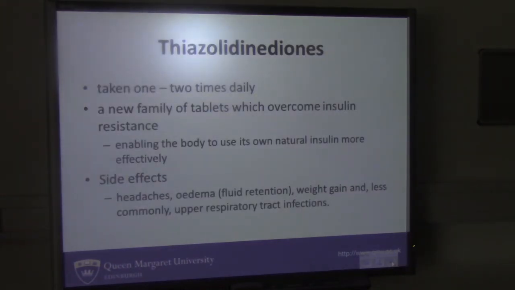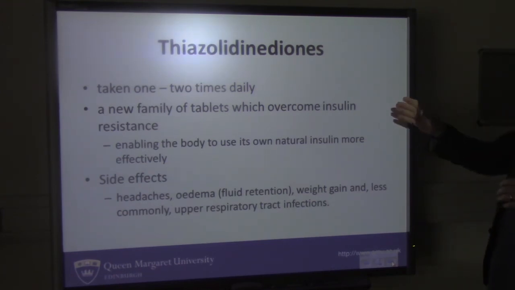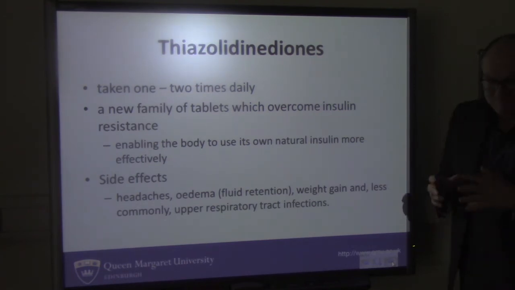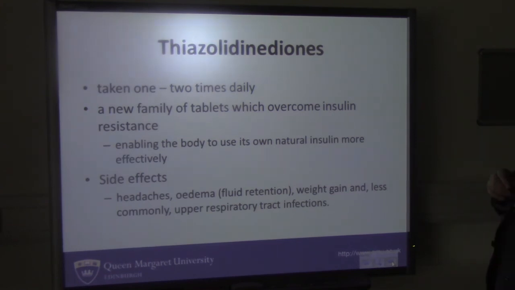We then have the TZDs, taken once or twice a day, and these will overcome insulin resistance. So what they're doing is the natural insulin that's there will work more effectively. But side effects include headaches, fluid retention, weight gain, and respiratory tract infections, interestingly. So a slightly more significant batch of side effects there, but they're a newer group and they seem to work efficiently to overcome insulin resistance.